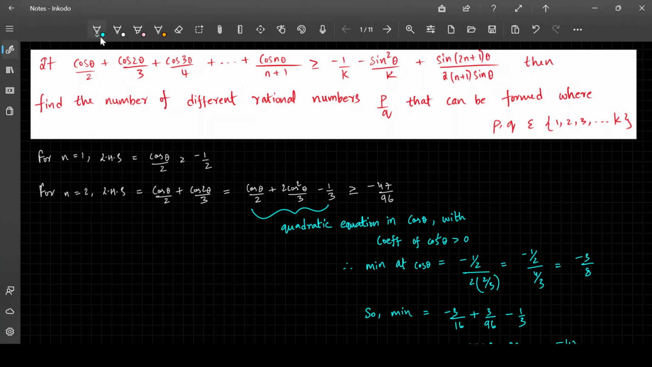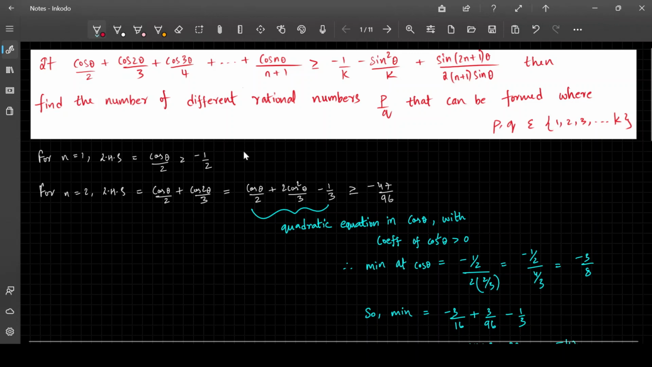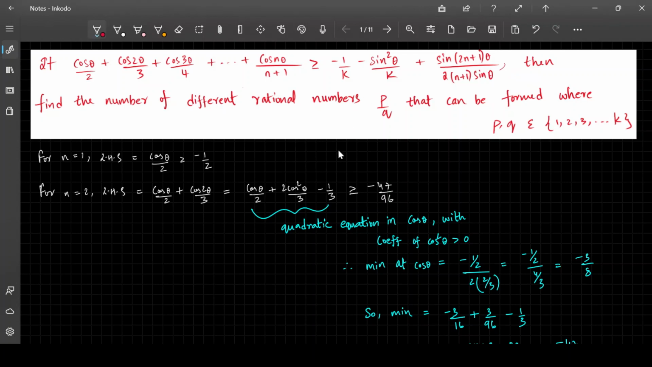We need to find the number of different rational numbers p by q that can be found. It's not that we must find all the rational numbers, we just need the number of different rational numbers that are possible, where p and q belong to 1, 2, 3 and so on till k. So if we know the value of k, then this can be solved easily, because finding the number of rational numbers is not that difficult a task. So it's all about finding the k value from the very first part of the question.